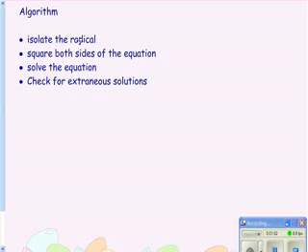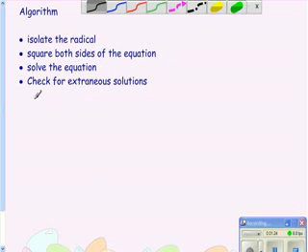First thing you'll need to do, isolate the radical. Get the square root by itself. So do that the same way you would normally solve an equation, the same way you would get x by itself. Square both sides of the equation, that will get rid of the square root. Solve the equation, so the basic solving equations that you should already know. And then check your answer to make sure there are no extraneous solutions. You do have to do the check because sometimes there will be answers that don't work.